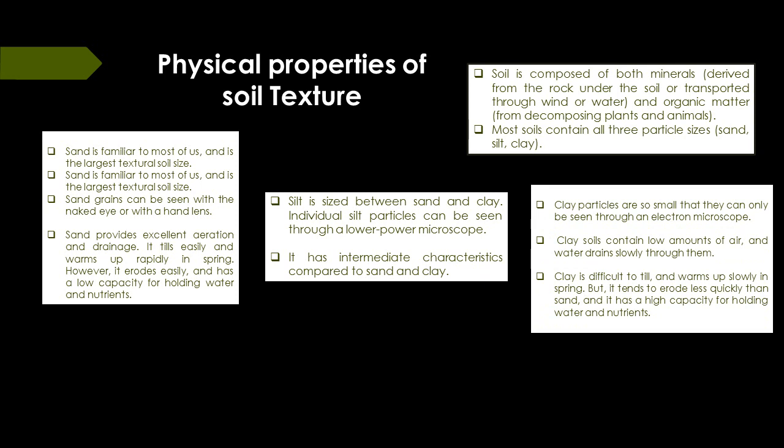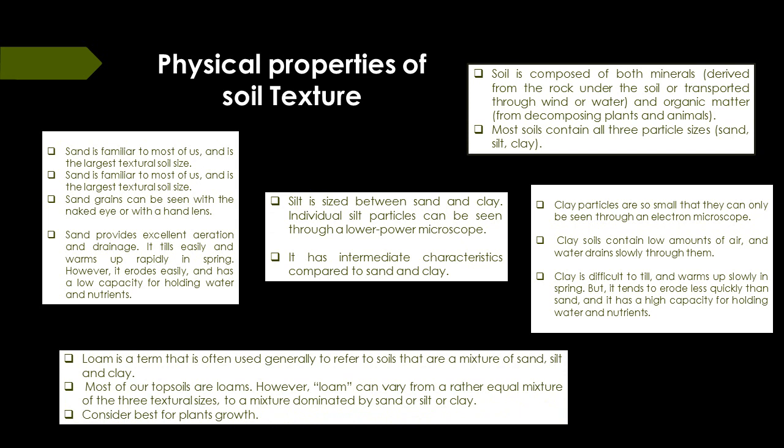Clay particles are so small that they can only be seen through an electron microscope because of their very small size. Clay soil contains a low amount of air. Water drains slowly through it. Clay is difficult to till and warms up slowly in spring, but it tends to erode less quickly than sand, and it has a high capacity for holding water and nutrients.